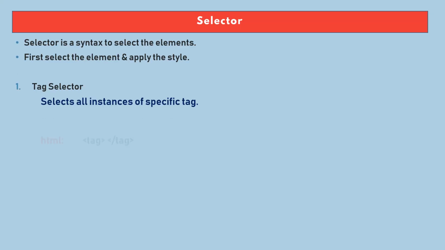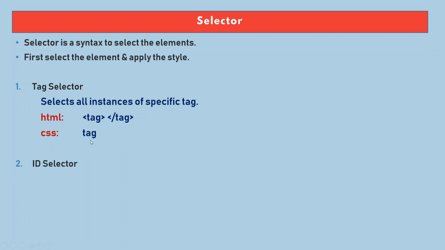And also we have the tag selector. The tag selector selects all instances of the specific tag. Suppose we have h1. I want to select all h1 tags present in the web page. We have a p tag. I want to select all the p tags in the web page. Like this, to select all instances of a particular tag, we have to go for the tag selector. Then the syntax is just the tag name.